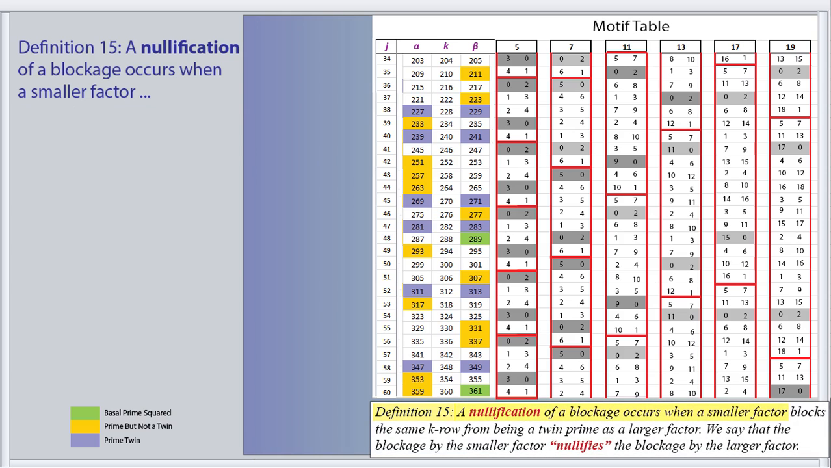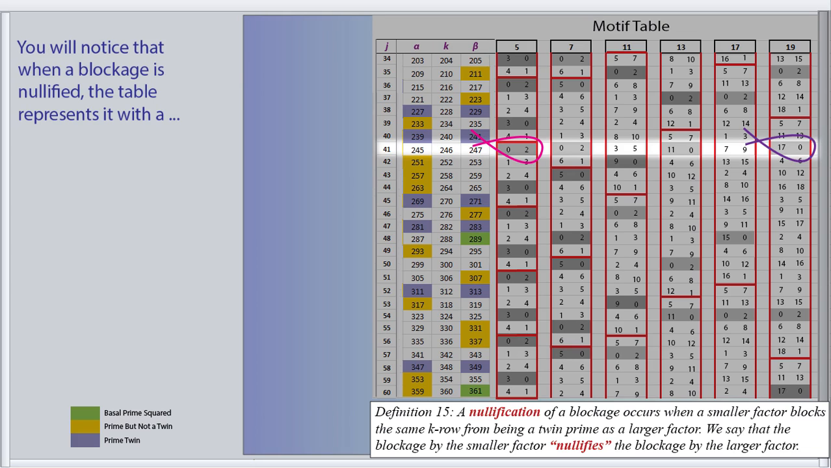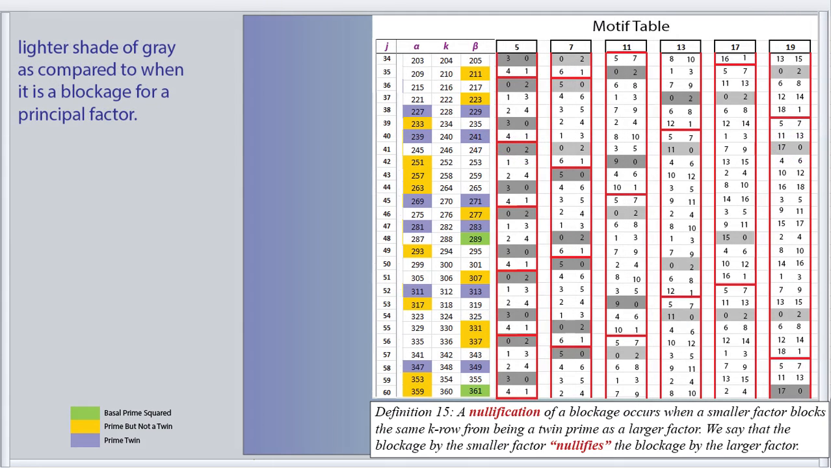Definition 15. A nullification of a blockage occurs when a smaller factor blocks the same k row from being a twin prime as a larger factor. We say that the blockage by the smaller factor nullifies the blockage by the larger factor. Here we see an example of an earlier factor nullifying a later factor. The 5-factor channel blocks the same k row that the 19-factor channel blocks. Thus it nullifies the 19-factor channel's blockage. You will notice that when a blockage is nullified, the table represents it with a lighter shade of gray as compared to when it is a blockage for a principal factor.